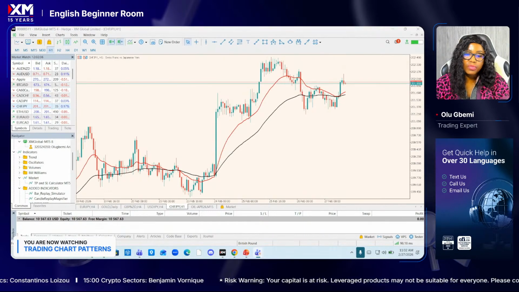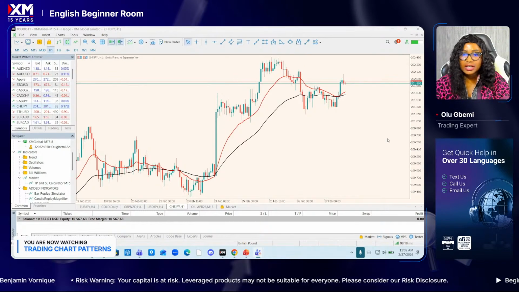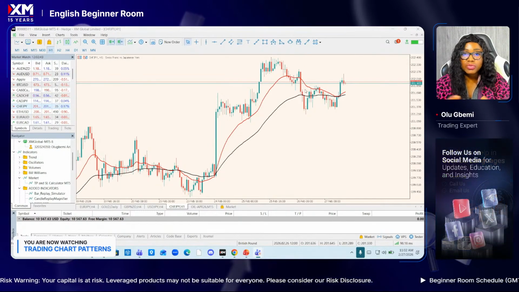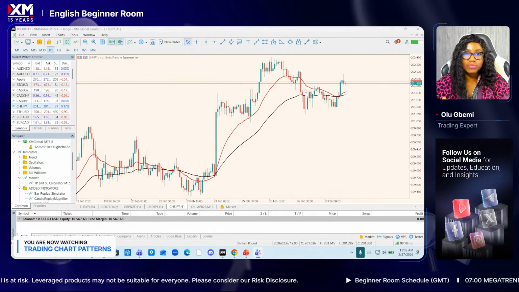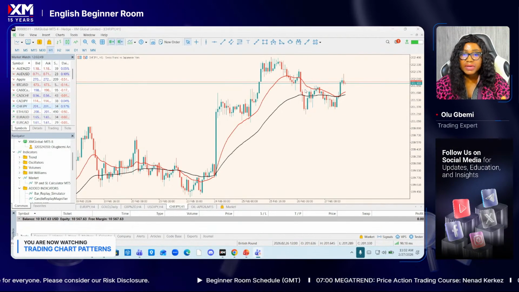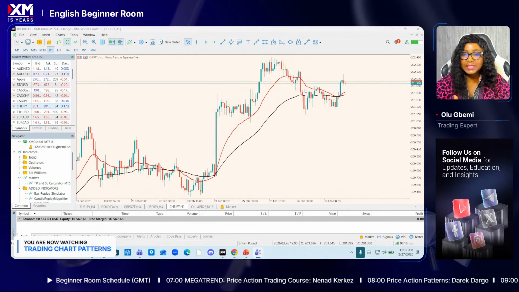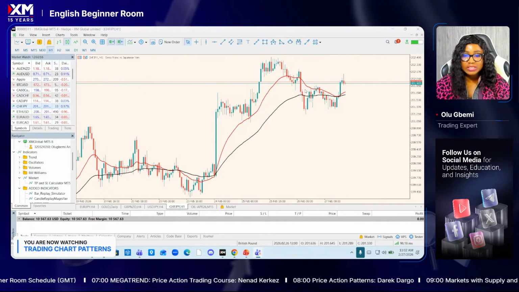I have opened the chart of CHF yen and I'm already seeing some patterns here. This pattern becomes easy with time as you practice. So for me, it is easier now to see these patterns and to be able to identify them because I practice patterns trading regularly. I trade patterns all the time.